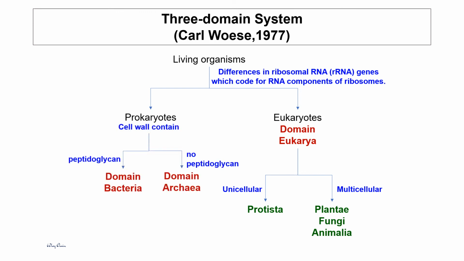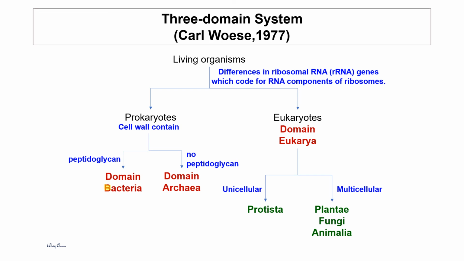However, the prokaryotes can be studied based on the cell wall components. If the cell wall contains peptidoglycan, it will be grouped under domain Bacteria. Notice the writing of the name Bacteria. The first letter is in capital because this is the name of a domain. If the prokaryotes have a cell wall without peptidoglycan, they will be grouped under domain Archaea.